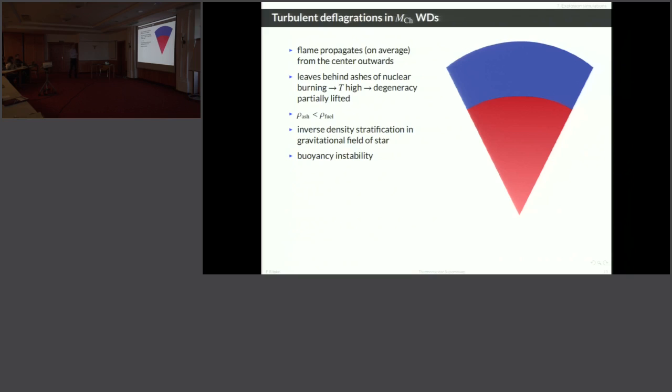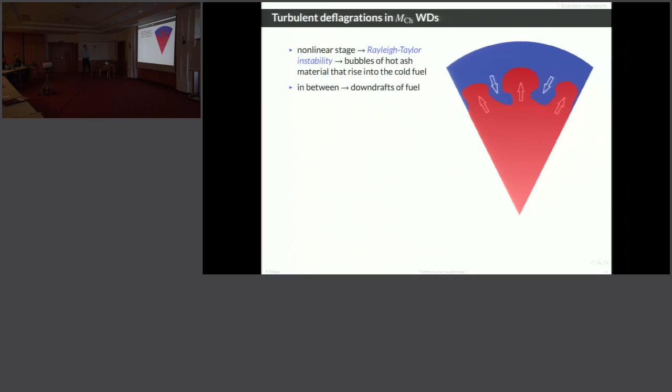It leaves behind light and hot ashes, in which due to the high temperature, the degeneracy is partially lifted. So when you assume here's the flame front and here's the ash material, here's the fuel material, you have a density jump, and the fuel density ahead of the flame is denser than the ashes behind it. Now, the gravitational field of the white dwarf star, of course, points inwards, and that means that you have an inverse density stratification in the gravitational field of the star, and this is buoyancy unstable.